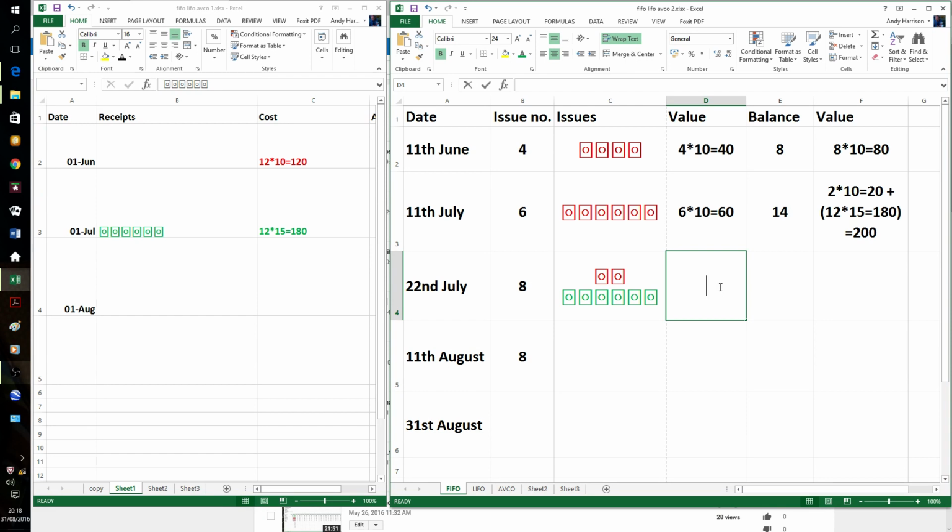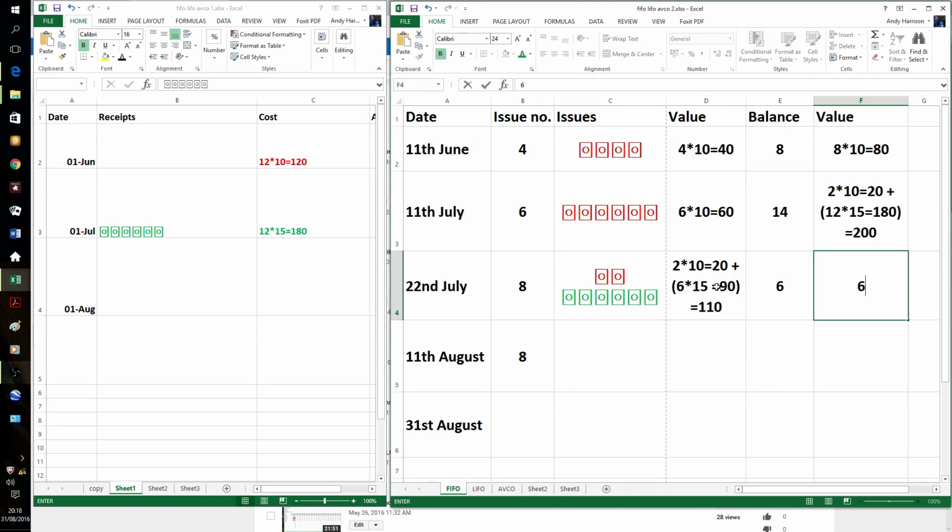So the value of the issue, 2 times 10 equals 20 plus 6 times 15 equals 90, and I reckon that's a total of 110. And what we've got left, well, we've got 6, and they're all at £15. So that's nice and simple. So if the issue is complicated, the balance is always easy.